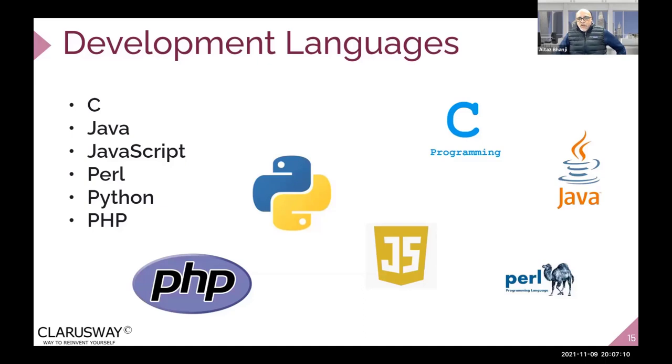Then Perl is another oldie and a goldie. Perl has been used for over 30 years on various different platforms. Python is very much the new kid on the block.